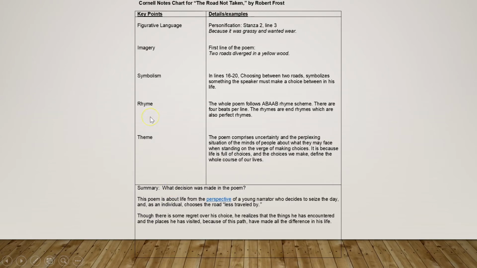Rhyme. The whole poem follows ABAAB rhyme scheme. There are 4 beats per line. The rhymes are end rhymes, which are also perfect rhymes. And I hope you could gather that as we went through.